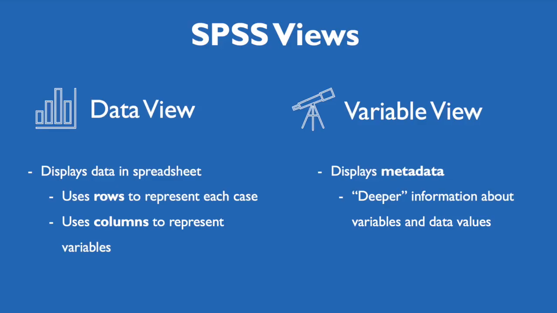So SPSS has two main views that we will be dealing with. The first one will be the data view. Now, this is going to look extremely similar to Microsoft Excel, where you're putting in data in rows and columns. So, for the data view, the rows are used to represent each case, and the columns are used to represent individual variables. The next view that you'll see is the variable view.